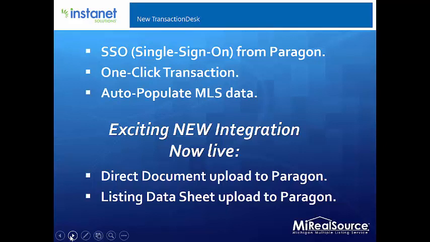And with the listing data upload, you now can fill out your listing data sheet. Once you have that completely filled out, you can go right up to the top and click the upload button. What that does is it allows you to seamlessly take all the information you've just filled into your data sheet and send it over to Paragon. Once you're ready to make that listing live, you simply go into your partial within Paragon, add your photos, hit save, and your listing is live in the MLS.